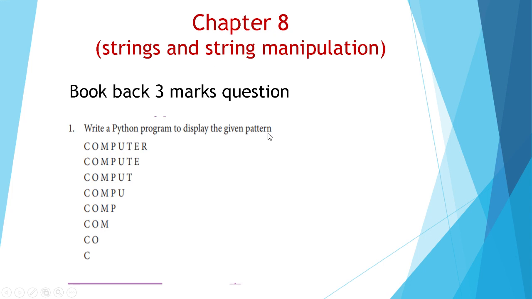The string pattern is given here: in the first line the word computer is displayed, in the second line one character is omitted, in the third line two characters are omitted, in the fourth line 3 characters are omitted, and like that it goes on. The last line only one character is to be displayed. So we have to write a Python program to get a similar output.